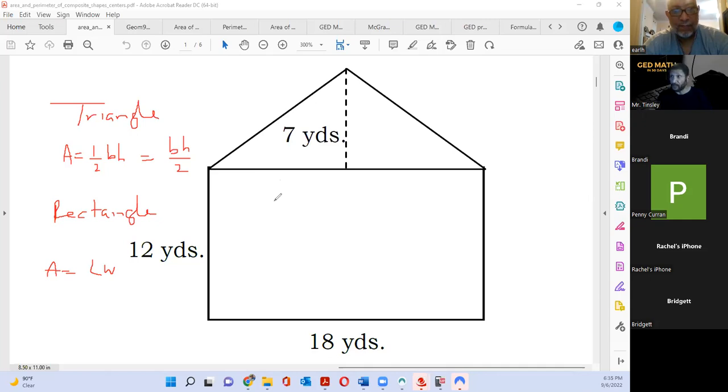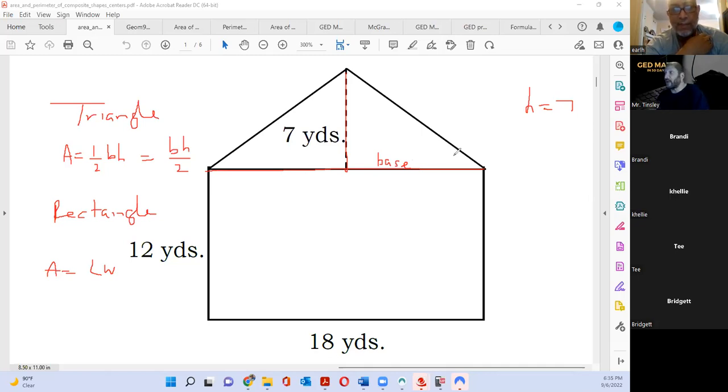They talk about a side that the height touches. So for example, the height of this triangle is what? 7. So when we look at what the height touches, it touches this right here. So this is going to be my base, right?